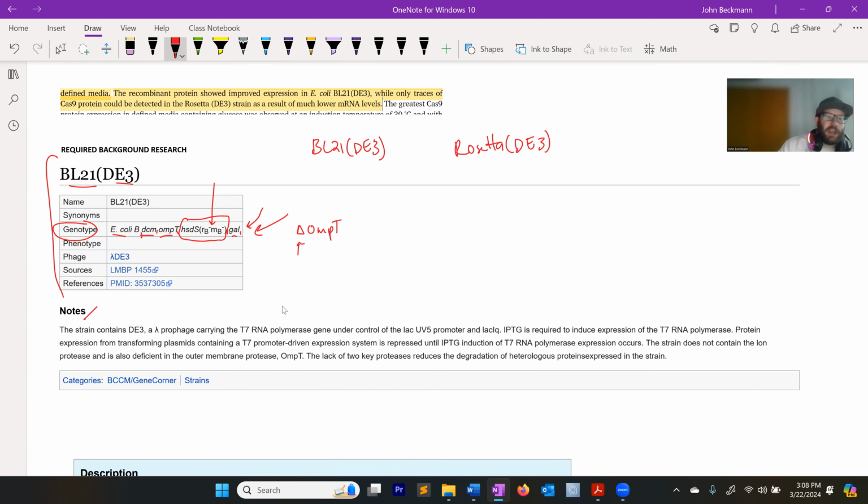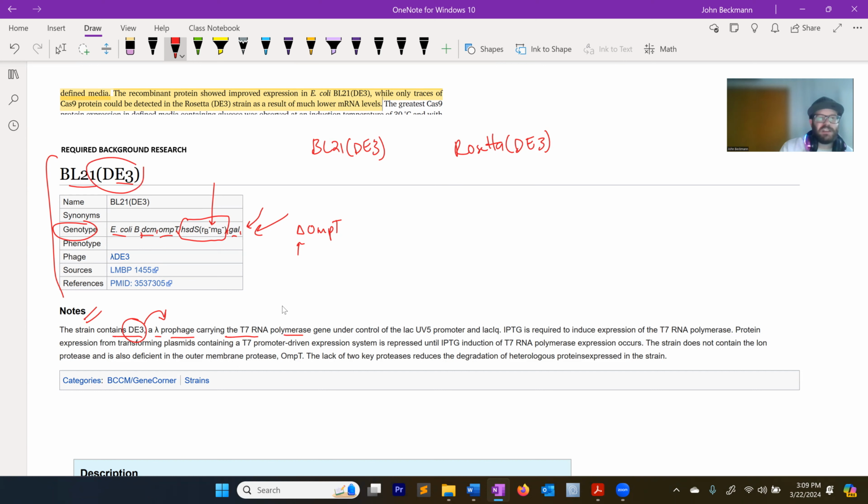And then they have often annotated notes on the genome that tell you a basic gist of what it came from, what it does, why it was designed. So it says the strain contains DE3. DE3 is a lambda prophage. I think we did talk about lambda. Remember, lambda is a phage that can integrate into the genome, carrying the T7 RNA polymerase gene.